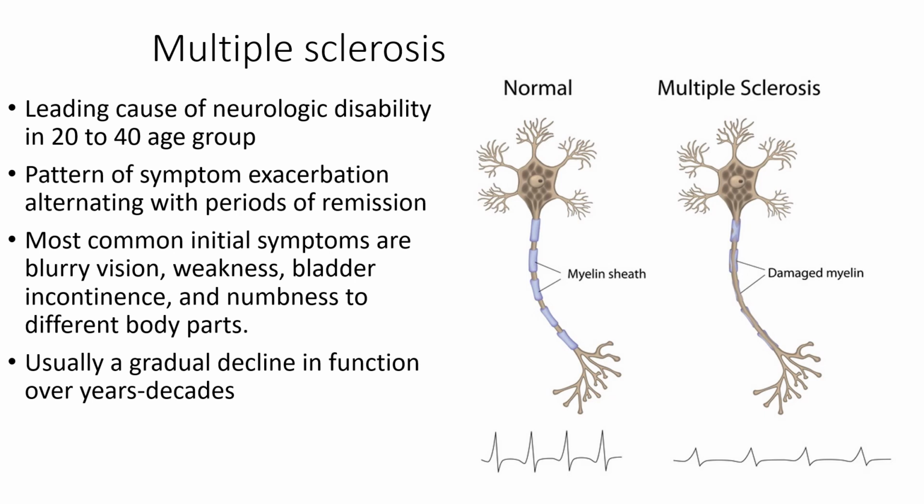This is typically a gradual decline in function with this disease, but some patients can decline much, much faster than others. So some patients can maintain function and activities of daily living for many, many years. Others decline much more rapidly.